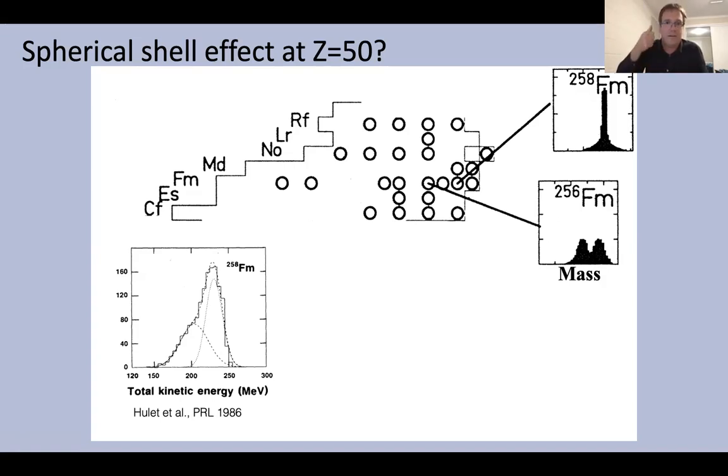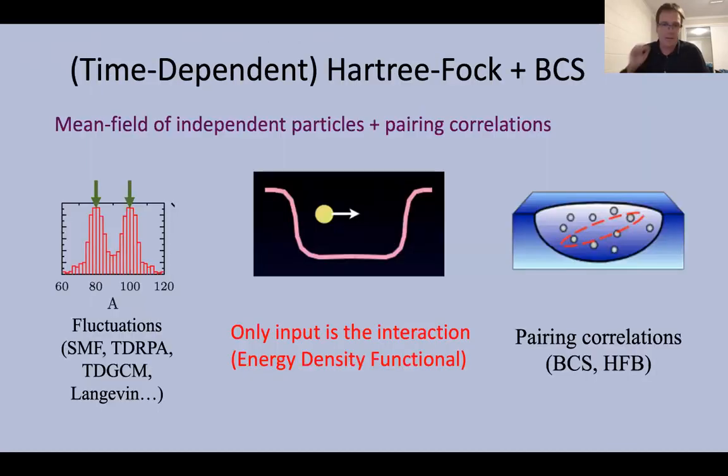One where you have a strong influence of the Z equal 50 spherical gap, and another mode. And if it is another mode, you will expect that it comes from other shell effects. So partly to investigate this physics, we did some theoretical calculation. We started that a bit less than 10 years ago now. And the approach we followed is based on the Hartree-Fock theory and its extensions.